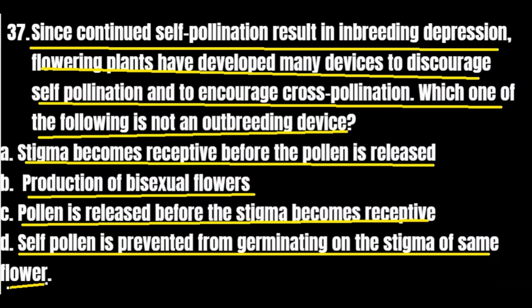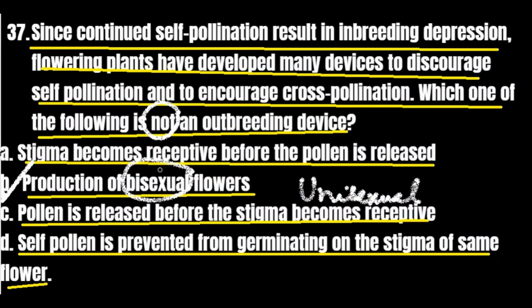The answer will be production of bisexual flowers. Option B is the answer, because the question is which is not an outbreeding device. It should not be bisexual; the answer should be unisexual. If it is written bisexual, it is not an outbreeding device.